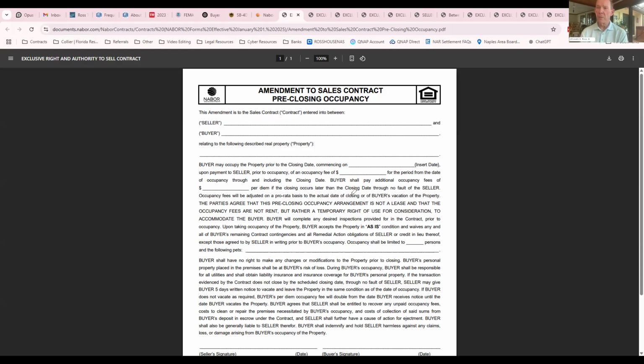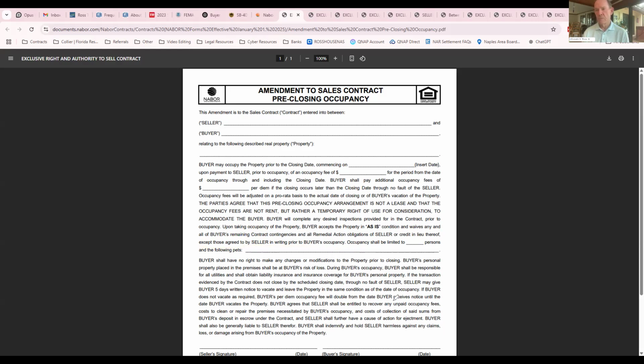But there are some good things to it. So here's what I do like about it. Upon taking occupancy of the property, buyer accepts the property in as-is condition and waives any and all of buyer's remaining contract contingencies and all remedial action obligations of the seller or credit in lieu thereof, except those agreed to in writing. So I like that.